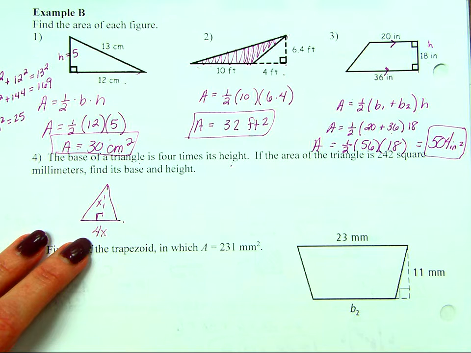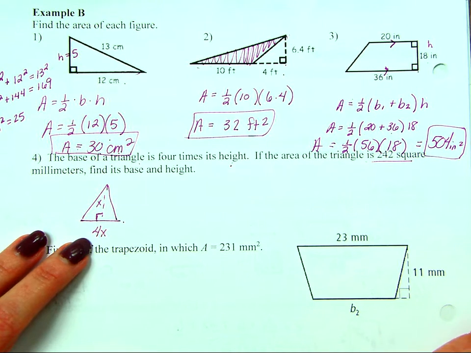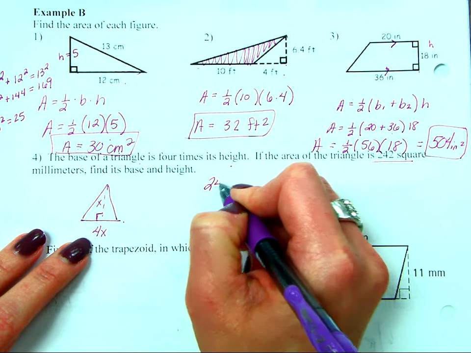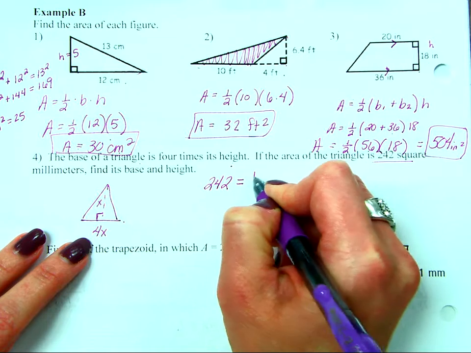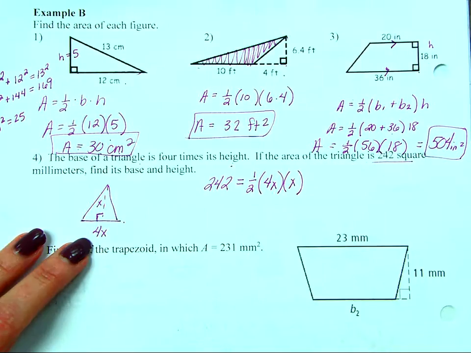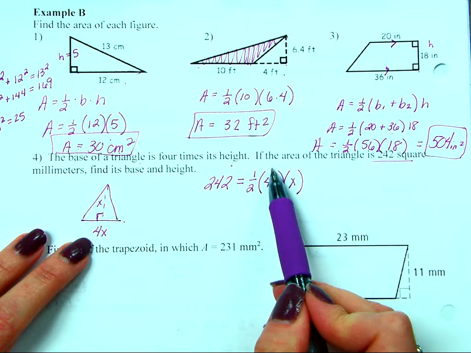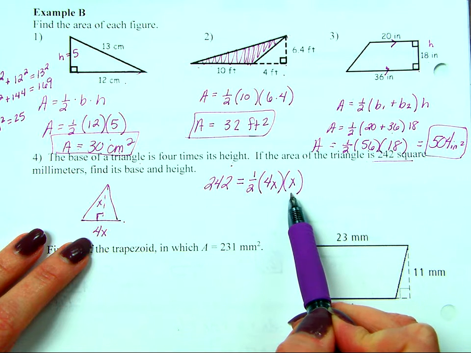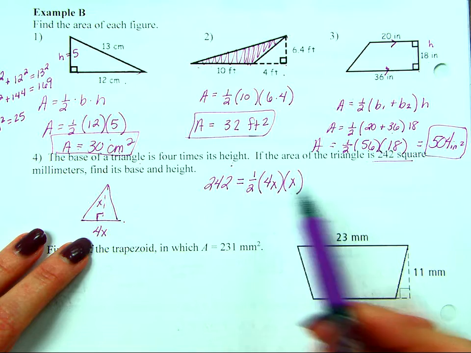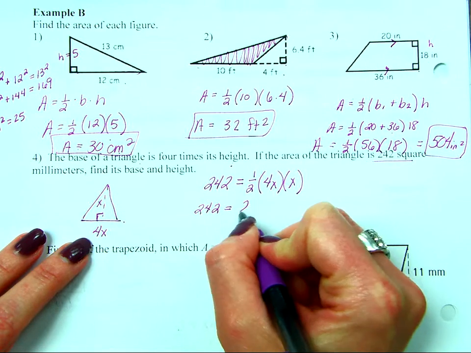Now it did tell me that my area was 242, so we're going to use that. If I have area equals 1/2 base times height, I'm going to say 242 is equal to 1/2 base times height. Now the question is, how do I simplify? Well, I don't distribute. This is three things just simply being multiplied together. I can think about taking half of 4x. What's half of 4x? Well, it would be 2x.